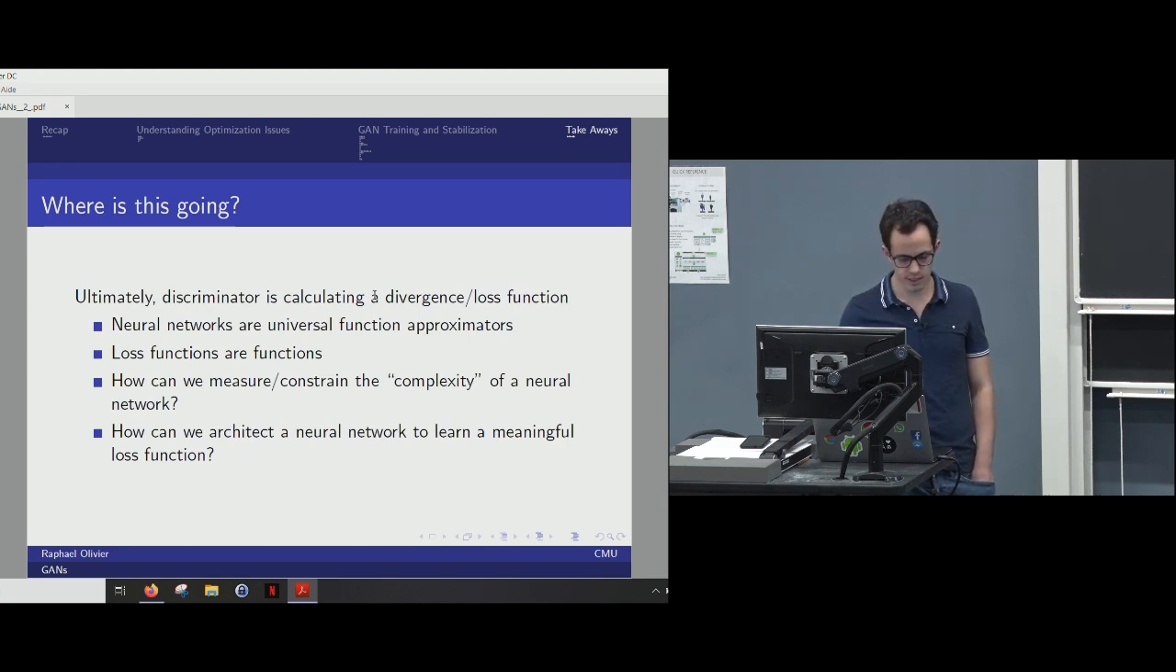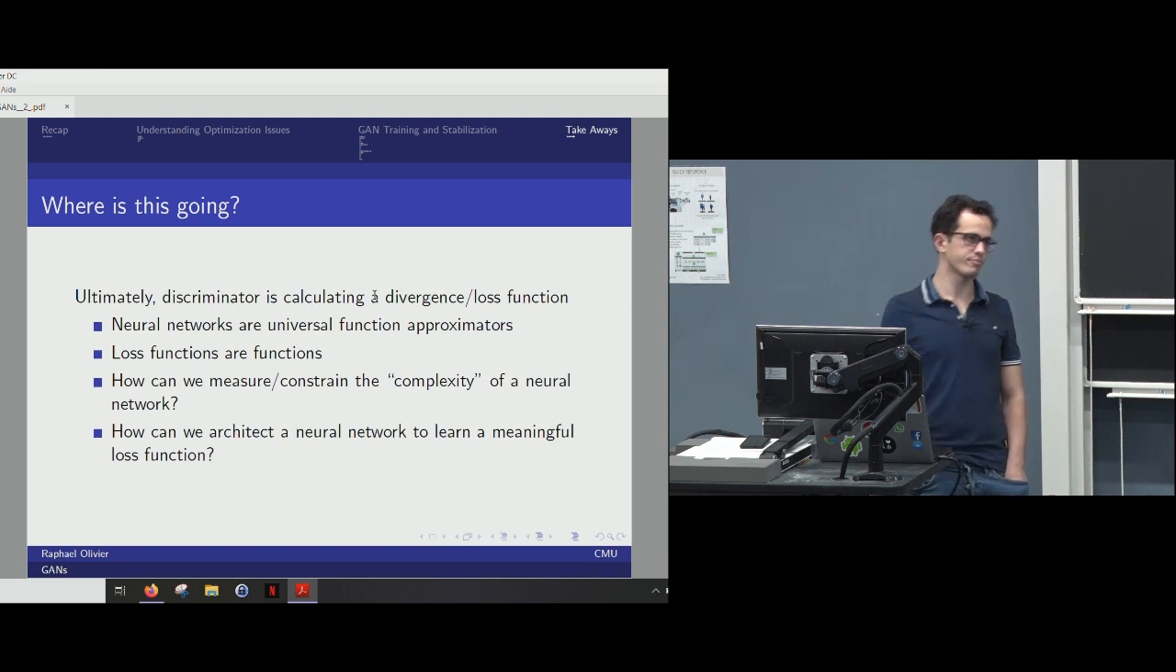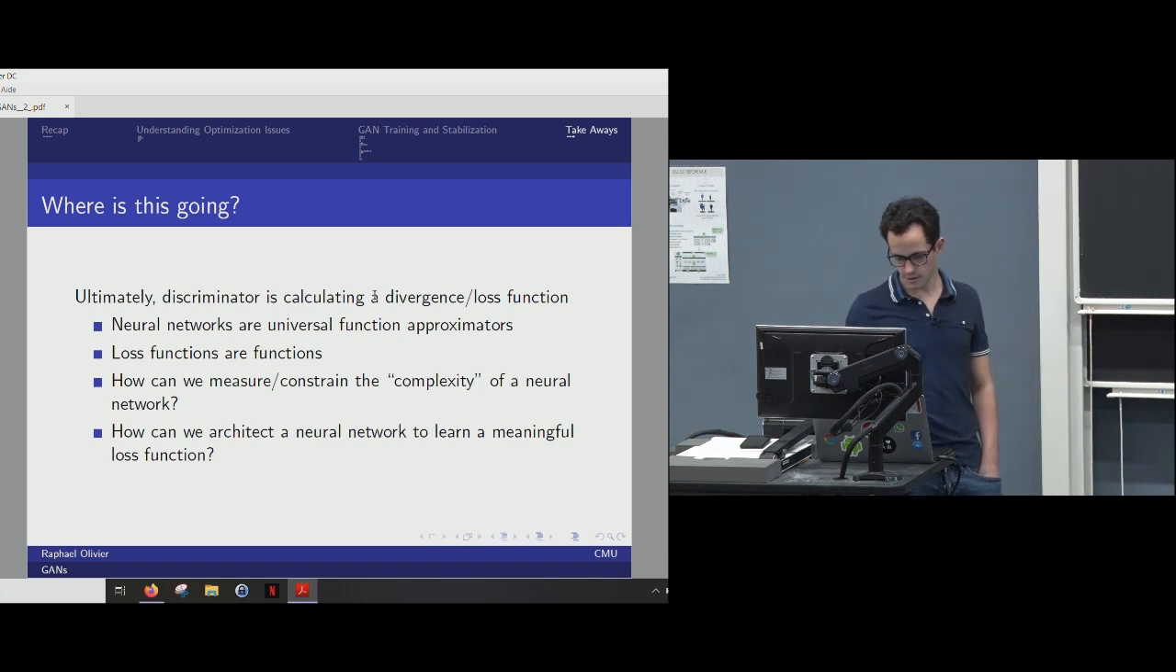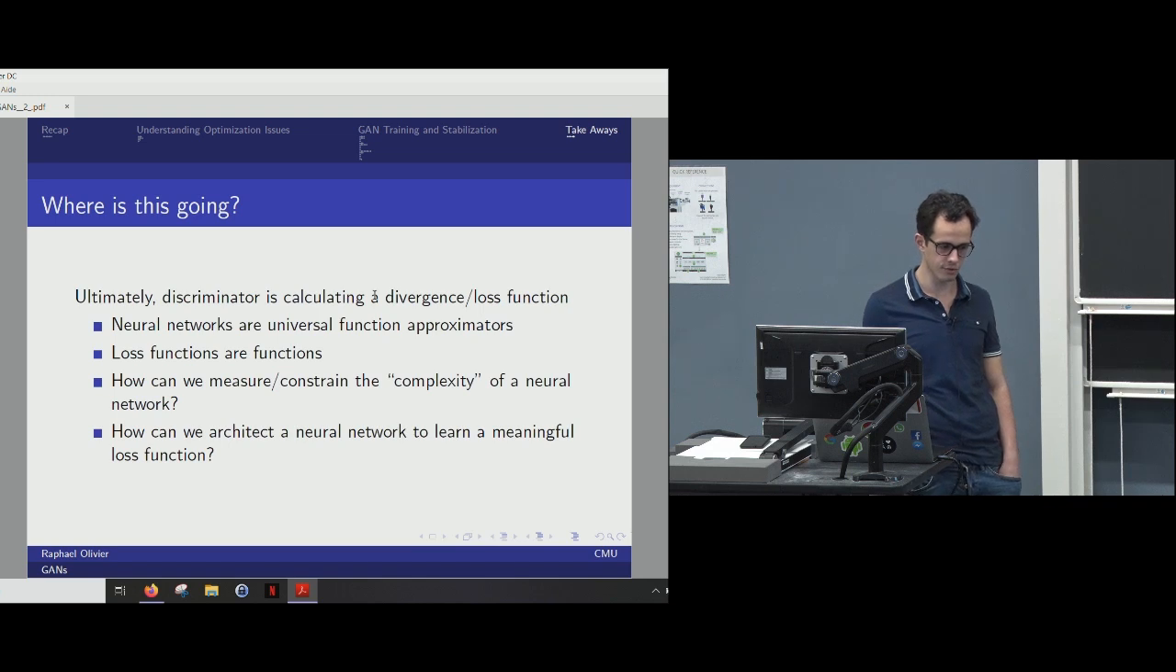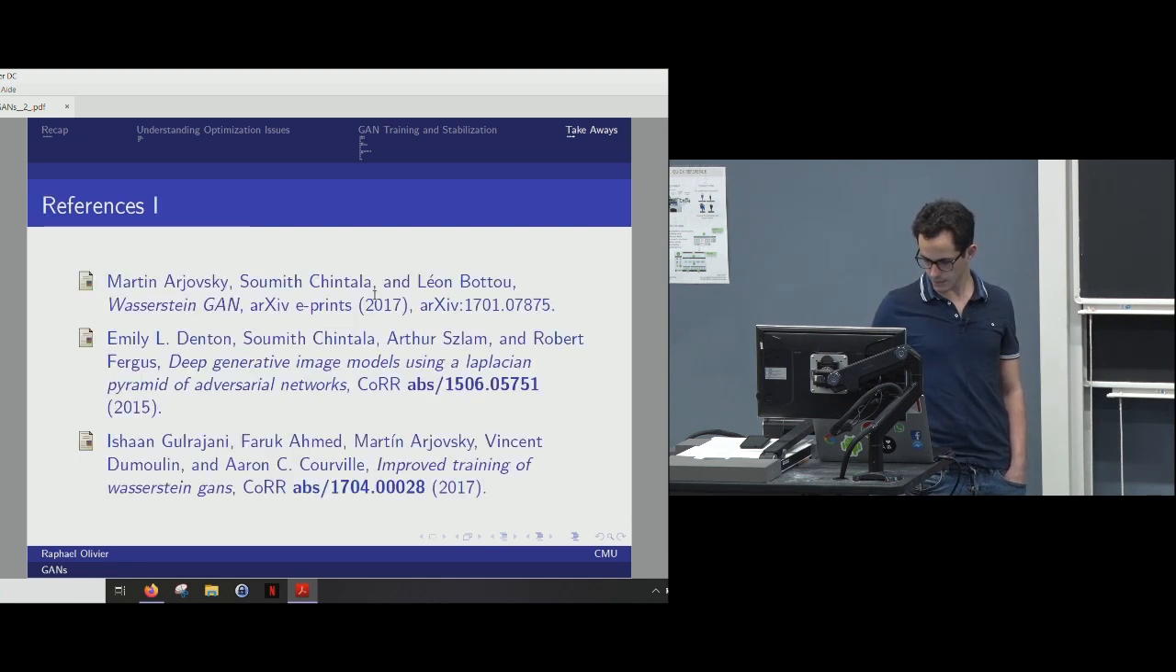Just a final slide to go back to the idea of perceptual loss that I mentioned last time. You know that neural networks are universal function approximators, and you know that loss functions are functions. So behind GANs there is the idea: just model your loss with a neural network, and you're going to get something good. And now you know what the good things and the bad things are behind this entire idea. And that's pretty much it.